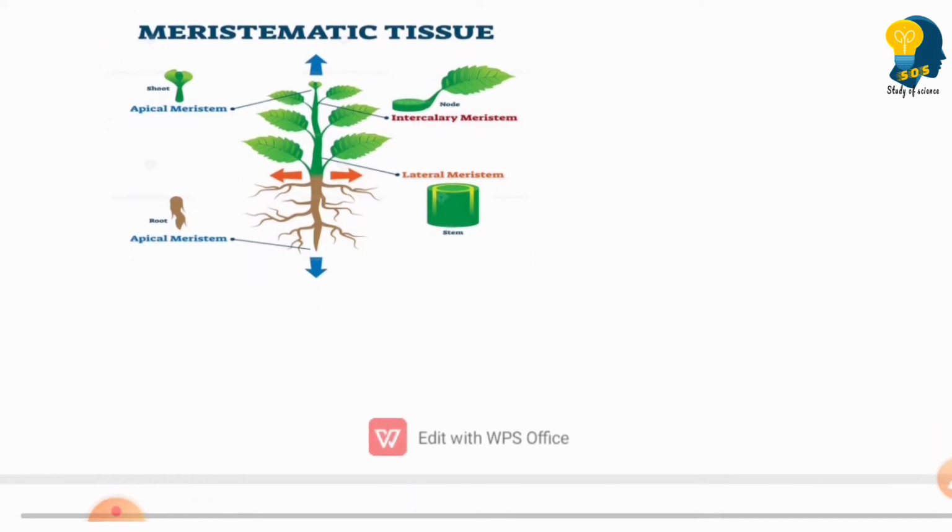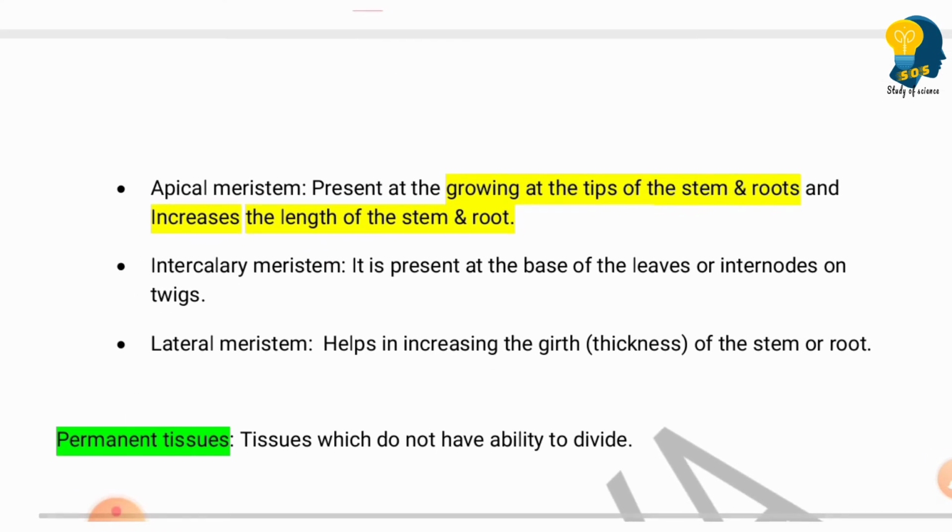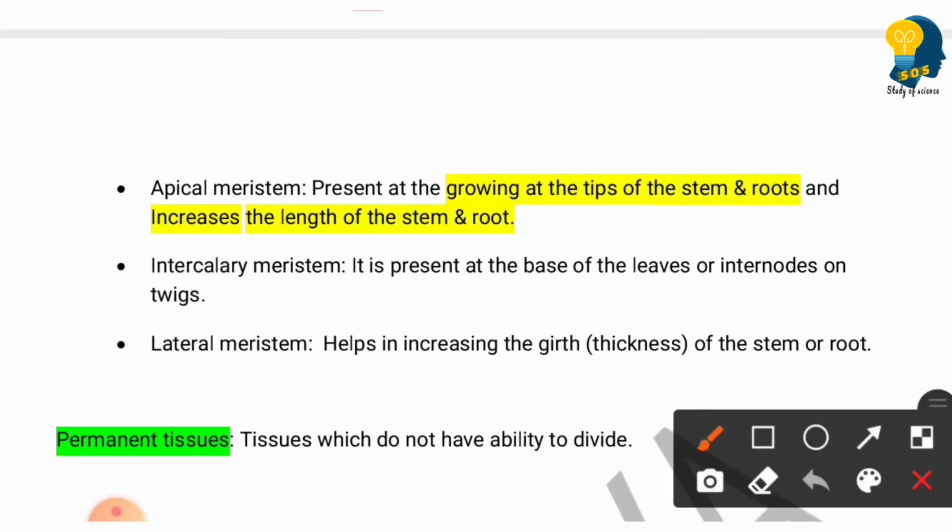So let us once recall about this. You have understood about the apical meristem, intercalary meristem and the lateral meristem. So what is the function of apical meristem? The apical meristem is a type of meristematic tissue. It is present at the growing tips of the stem as well as the root. It increases the length of the stem as well as the length of the root.